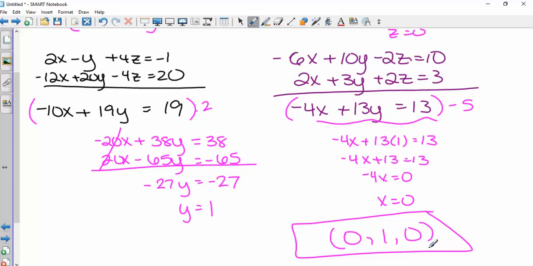How can you always check yourself? Plug them back in. You would have to put all of them into all 3 equations to double check it. Is that one okay?